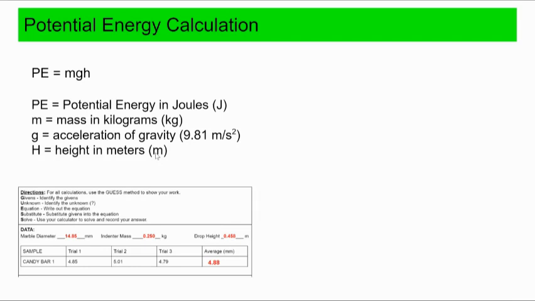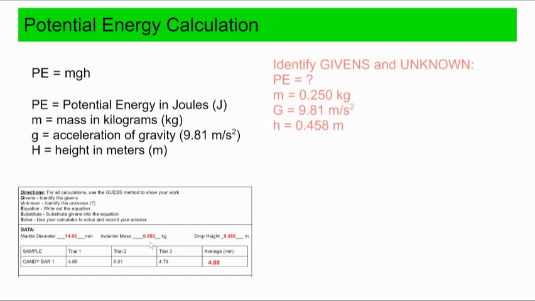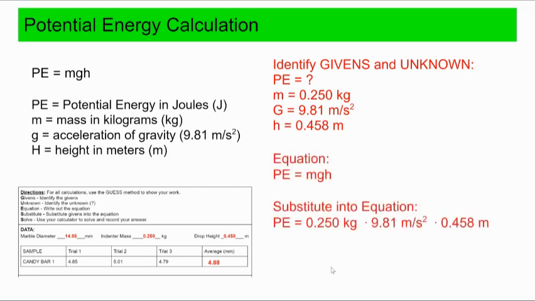So to solve this, I'm going to start by identifying my givens. I know that my mass in kilograms is 0.250 kilograms. Gravity is always 9.81 meters per second squared. And my height is 0.458 meters that I dropped my sphere from. Once I've identified my givens, I can substitute into the equation. So I should be multiplying 0.250 kilograms times 9.81 meters per second squared times 0.458 meters. And when I solve, I should get an answer of 1.12.